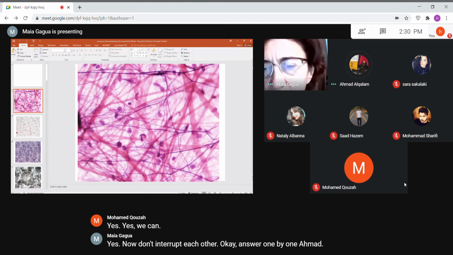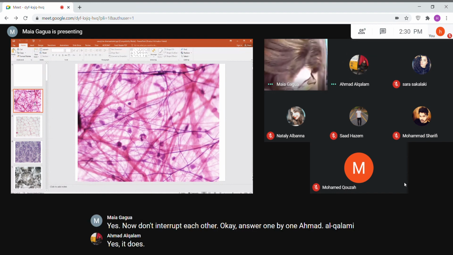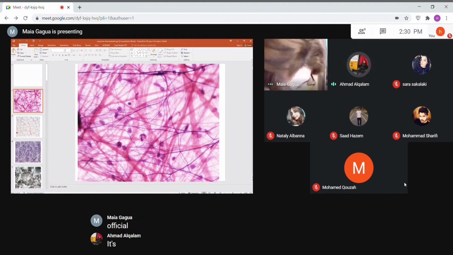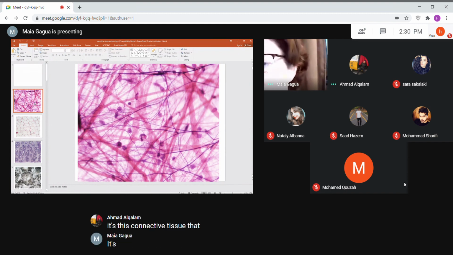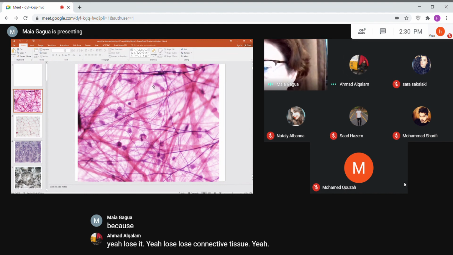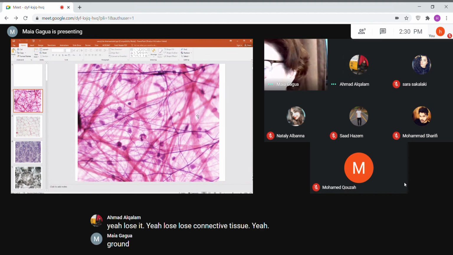Ahmad Al-Kalami, type of tissue. It's dense connective tissue, doctor. It's not dense. It's loose connective tissue. Yes, because ground substance is abundant.